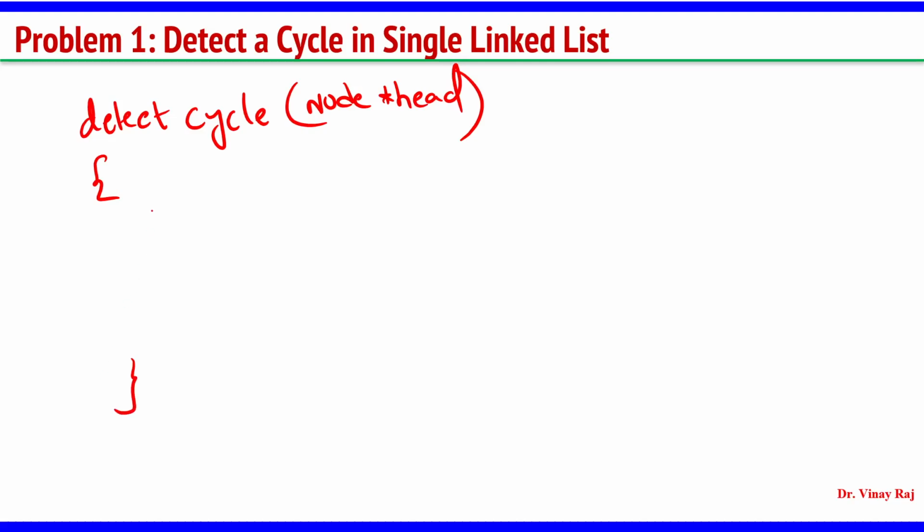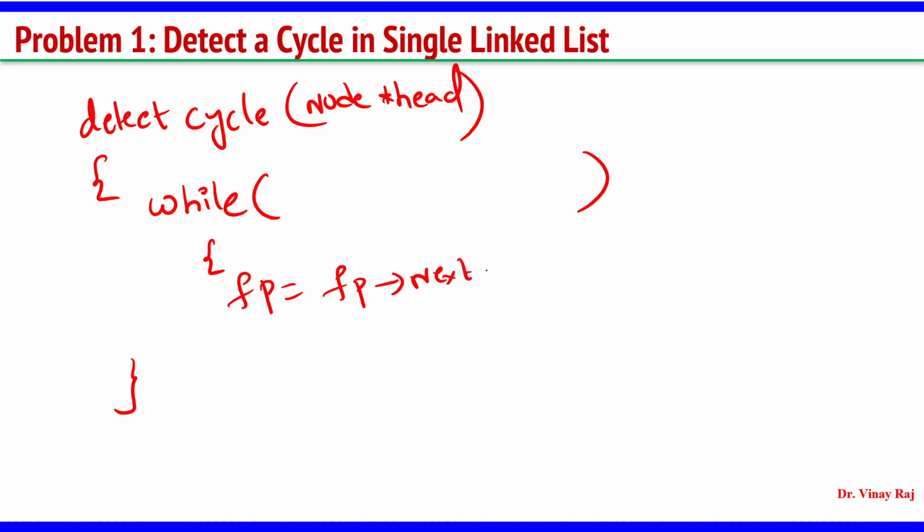So what is the logic here? So you are taking a pointer, right. So FP equal to, while, I will write that condition, I will come back to this condition. See what you will do here, FP equal to FP next. So you will move it 2 times and slow pointer will move only 1 point, slow pointer equal to slow pointer next. Okay, this will happen.